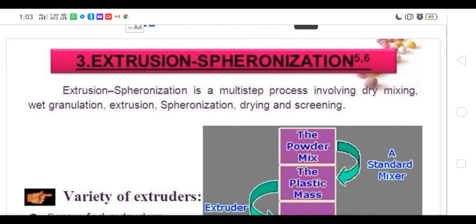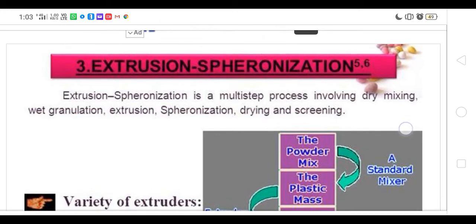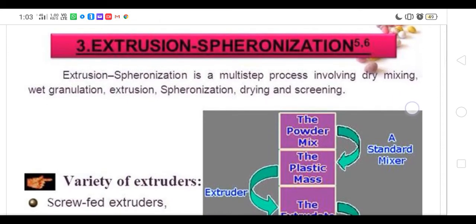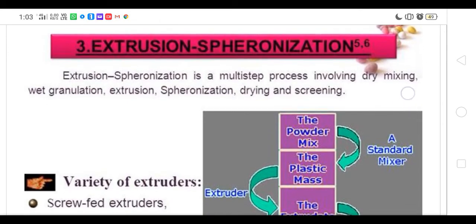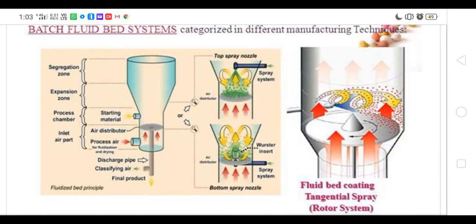The second technique is extrusion spheronization. It is a multi-step process which involves dry mixing, wet granulation, and extrusion. These are the step-by-step techniques in extrusion spheronization. First is dry mixing of powder, then wet granulation. We have to prepare a dough mass, then it is extruded from the extruder, and then spheronized, and then it leads to drying and then screening.